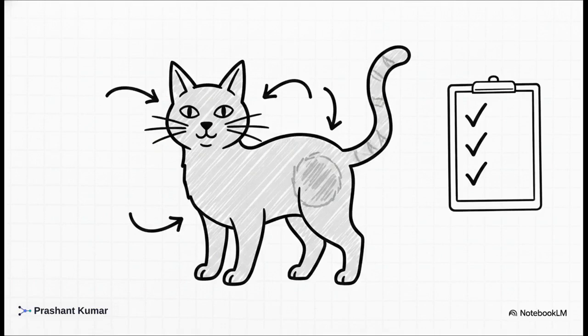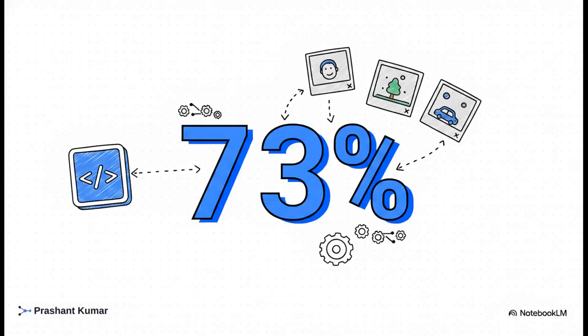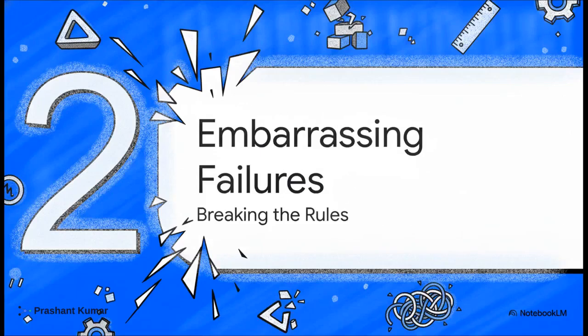Then you translate that into a program. If the image has pointy ears and whiskers and fur and a tail, boom, call it a cat. So you take that explicit code, you run it on real photos, and it's right about 73% of the time. Honestly, not too bad for a first try. But then we get to part 2, the embarrassing failures, breaking the rules.